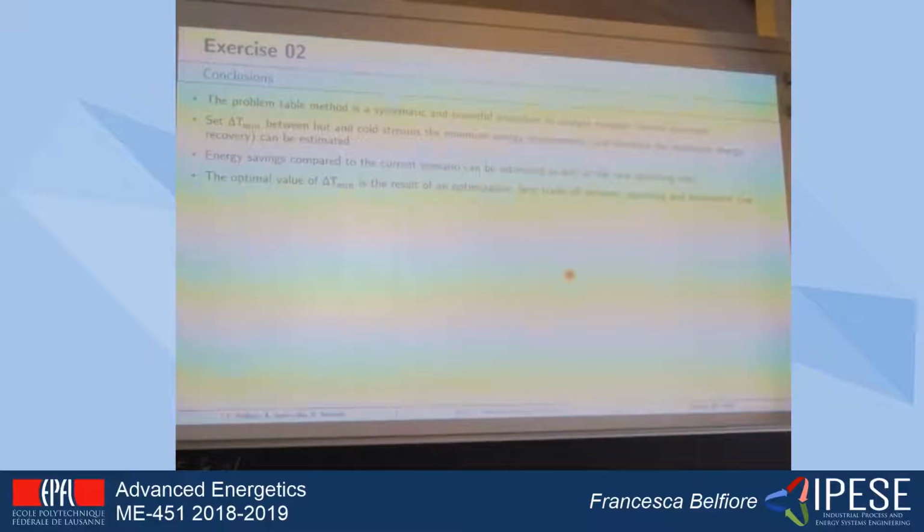So to conclude, this exercise will allow you to use the problem table method to compute the minimum energy requirement of the process. You can compare it with the current scenario to identify if you can actually improve the process. And to do that, you will be looking at the penalizing heat exchangers that are present in your process.